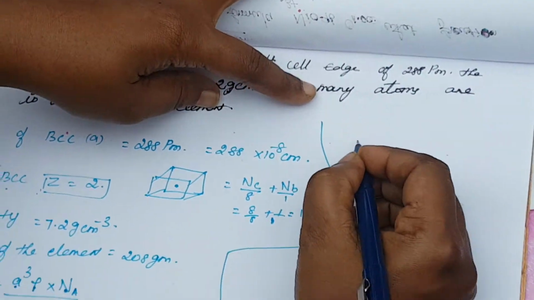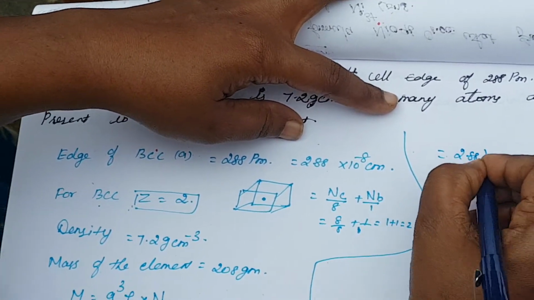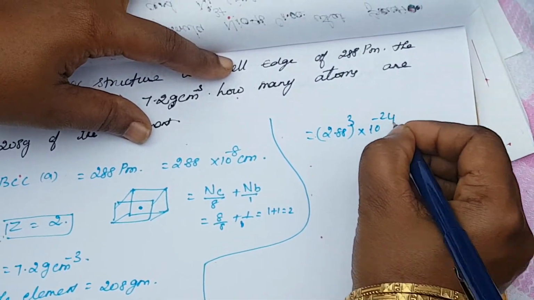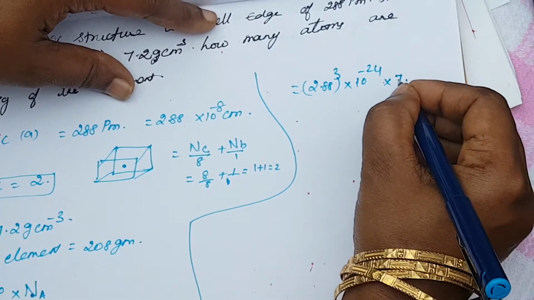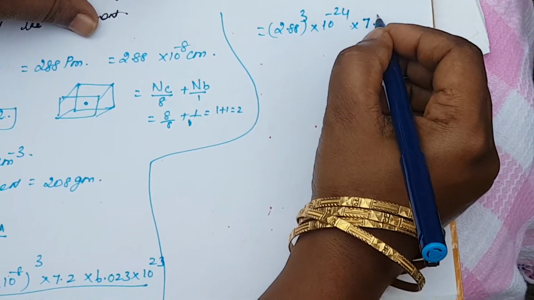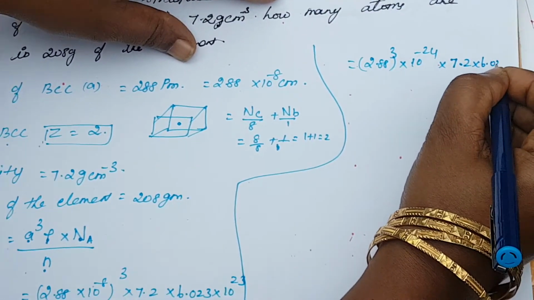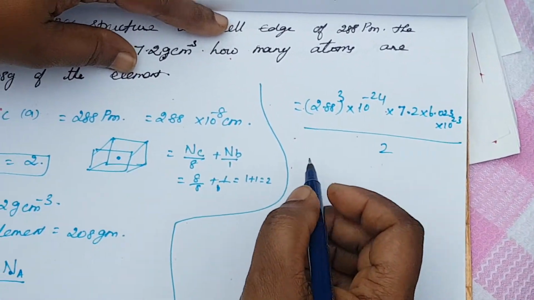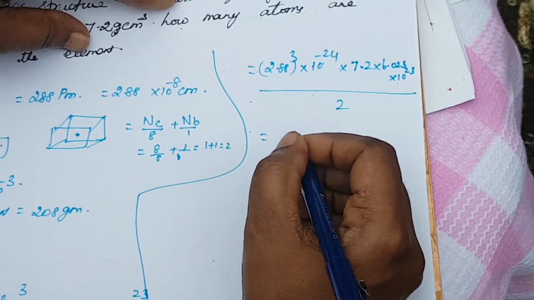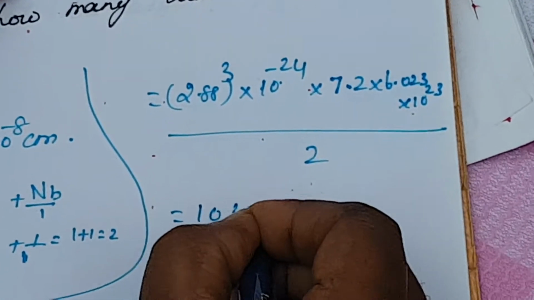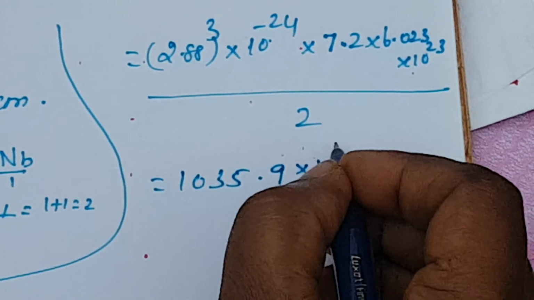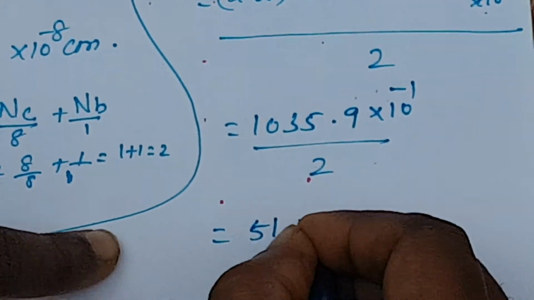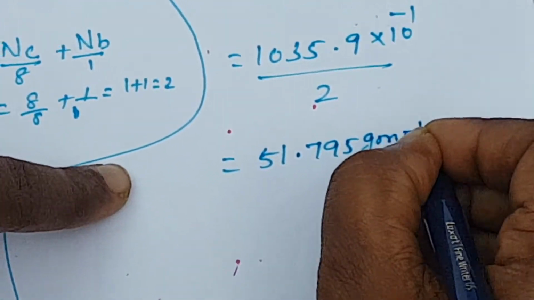Now we can simplify that. 2.88 the whole cube into 10 power minus 8 cubed, that is 10 power minus 24, into 7.2 into 6.023 into 10 power 23, divided by 2. So here 23 and minus 24 combine. You substitute that value and simplify: 3.9 into 10 power minus 1 divided by 2. So the value is 51.795 gram mole minus 1.